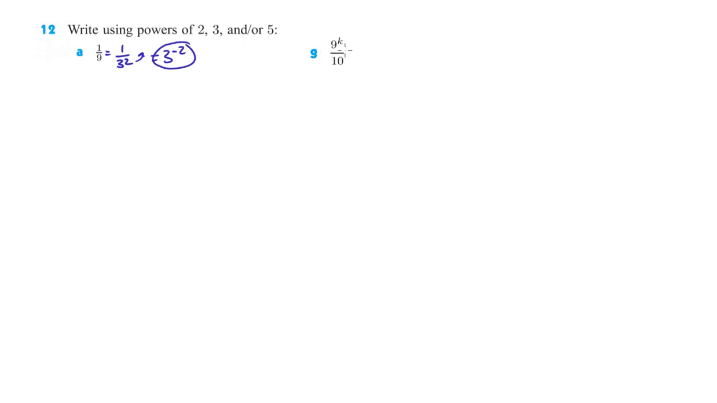Okay, so for G, that 9 we can turn into 3 squared to the K. And it says write using powers of 2, 3, and or 5. So 10 is 2 to the first times 5 to the first. So I say we just try that out for now. This is going to be 3 to the 2k on the top here, 2 to the first, 5 to the first. These have both, we want to move both of these up top here.